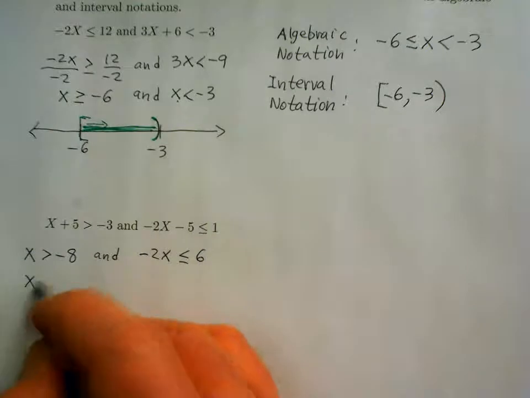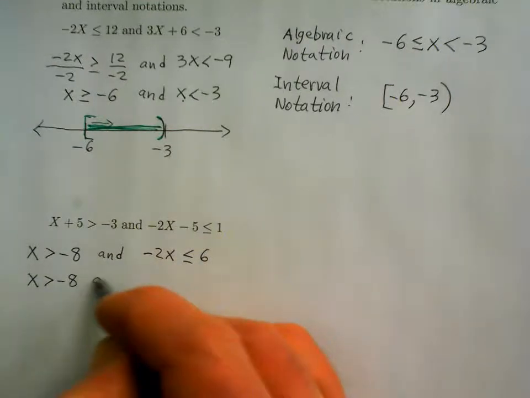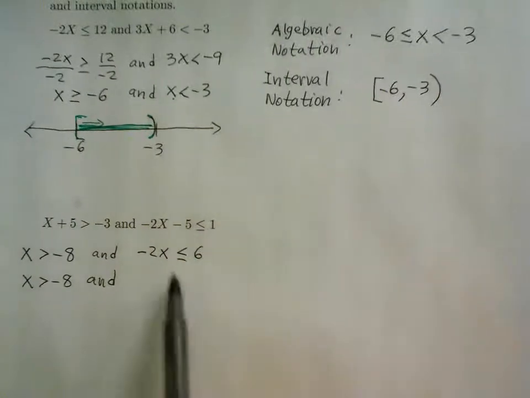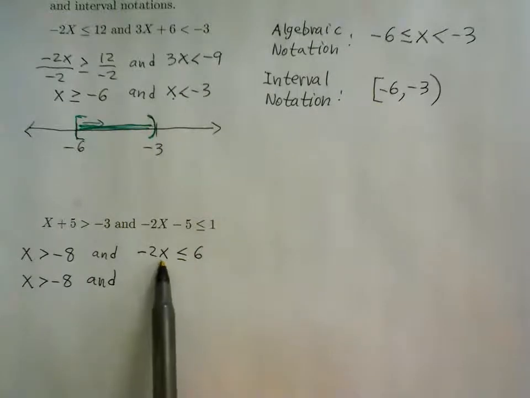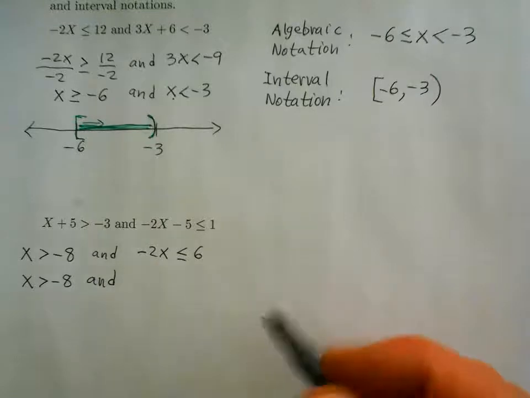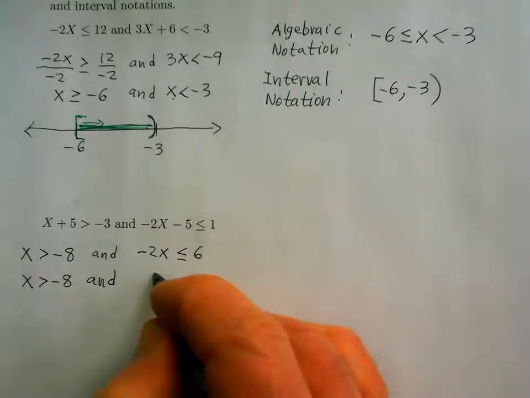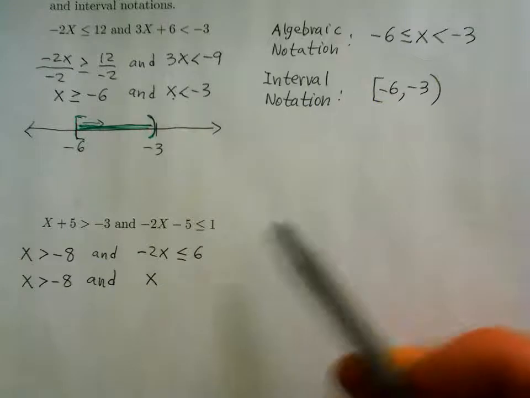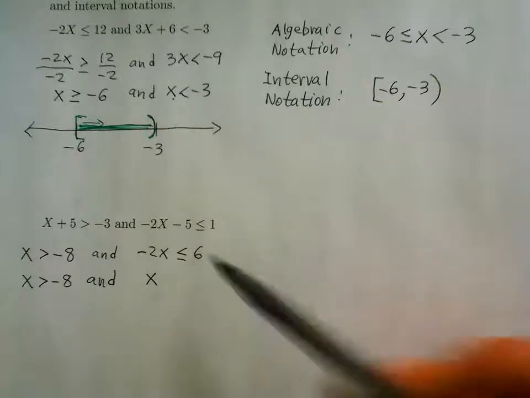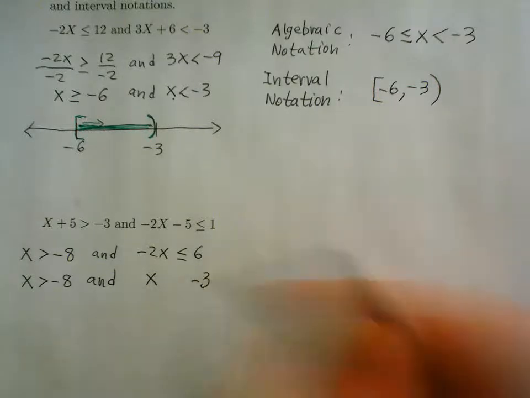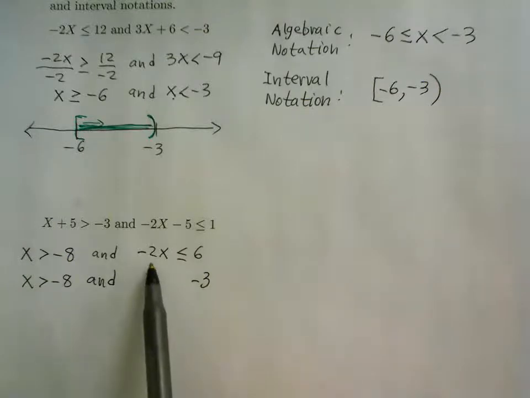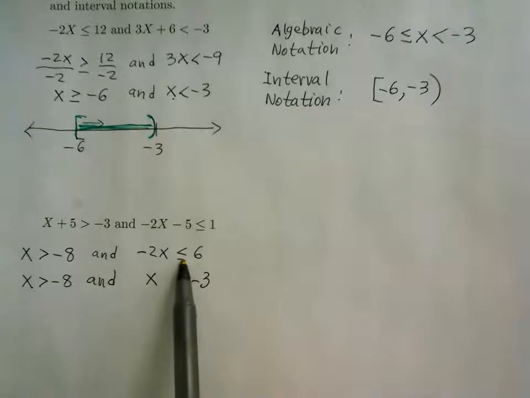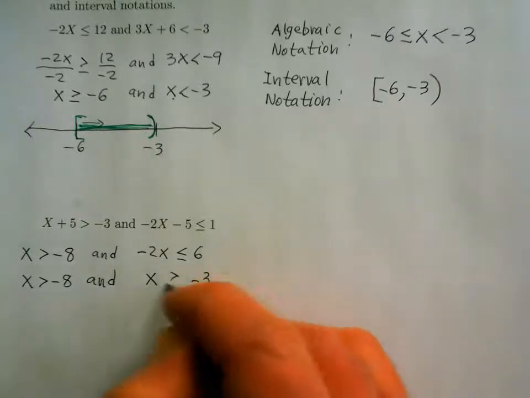And then x is greater than -8. And this time we divide both sides by -2. So -2x divided by -2 is +1x. 6 divided by -2 is -3. But since we divided both sides by a negative, we have to switch the inequality from less than or equal to greater than or equal.